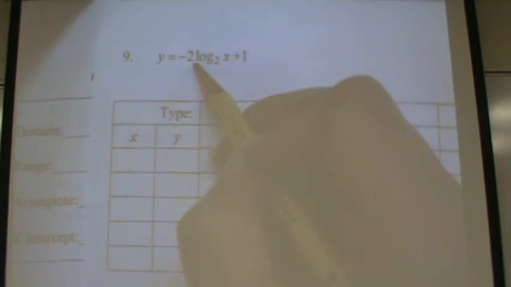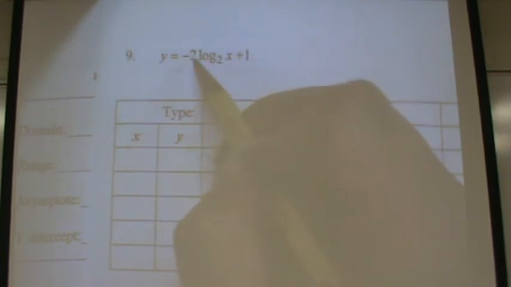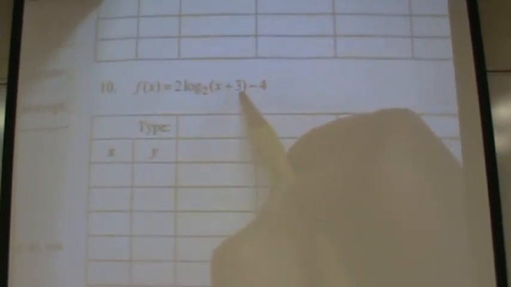Number 9. That's gonna be a vertical stretch. That's a stretch by 2. And it's upside down. It's gonna be reflected over the x-axis, so you multiply the y values by -2, and you're gonna add 1 to your y values. There's no left or right here. Number 10, that one has a left or right. It's gonna be left 3 units.